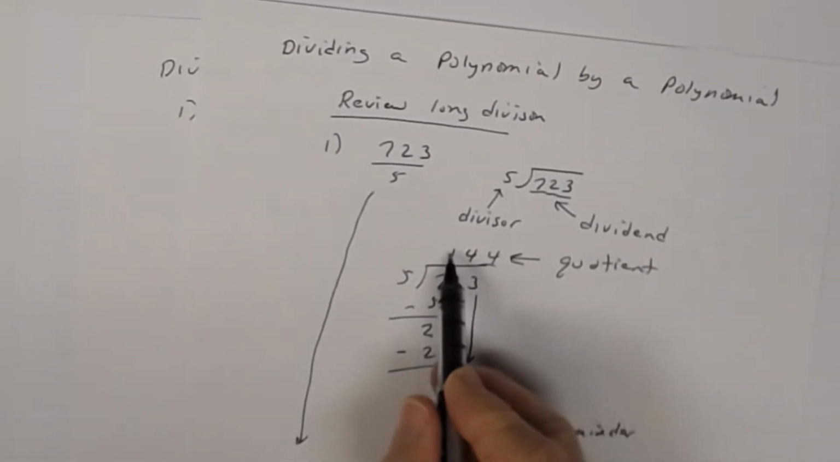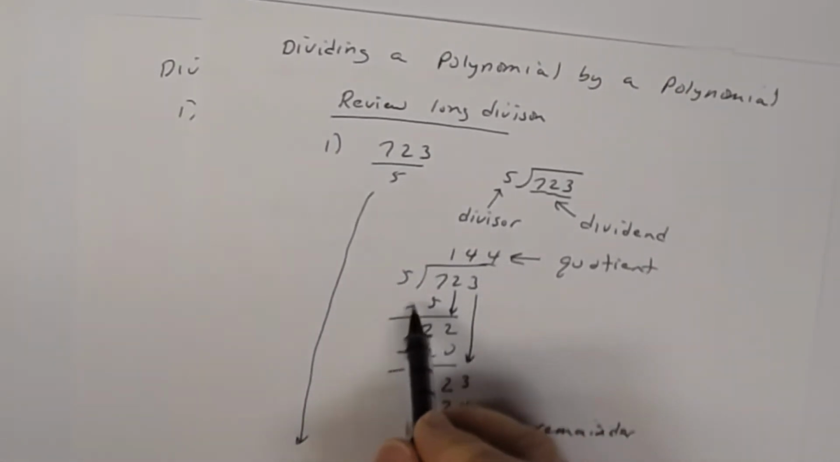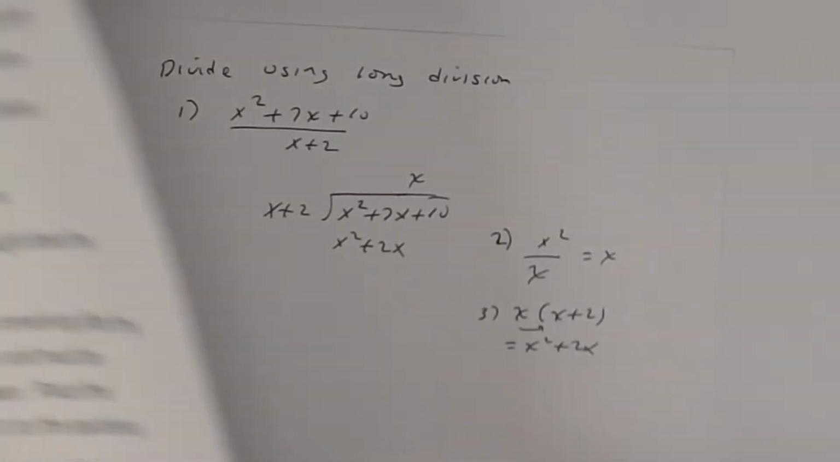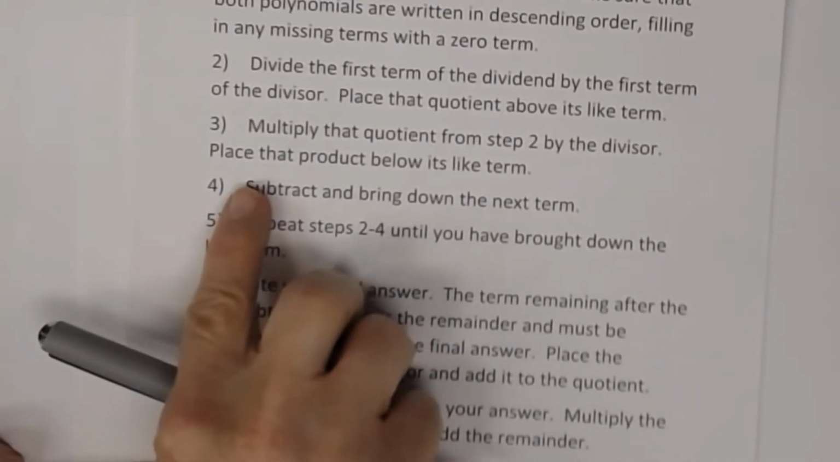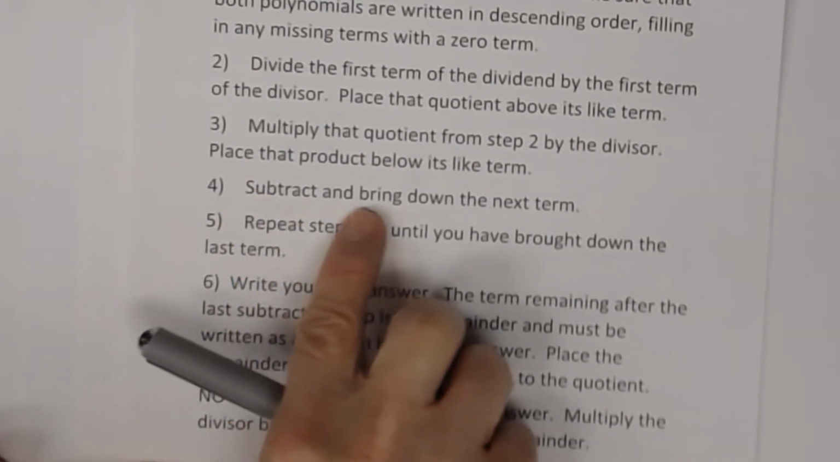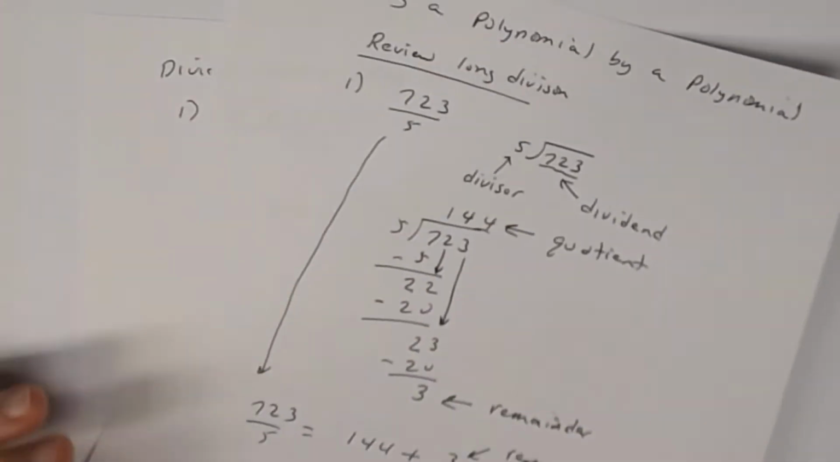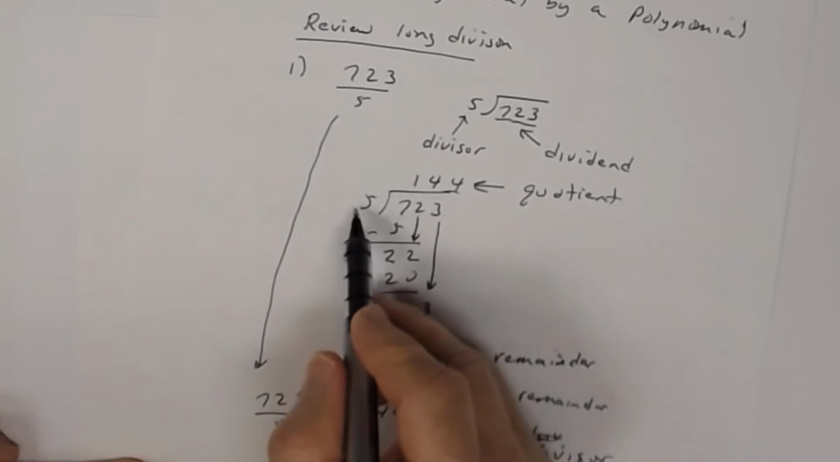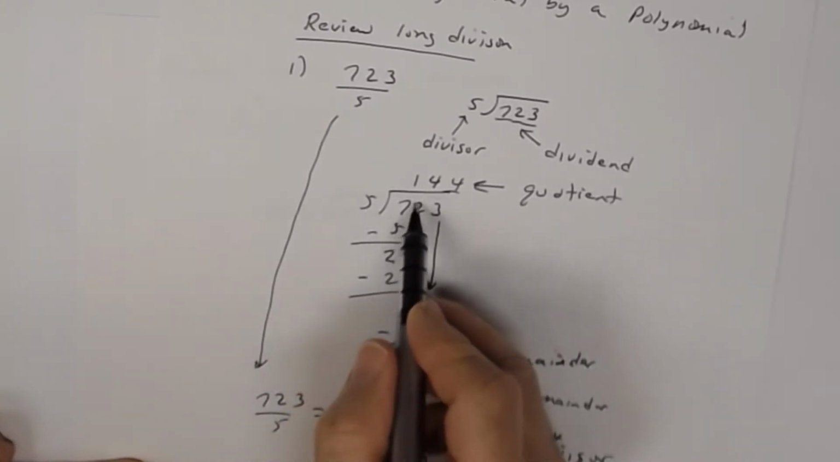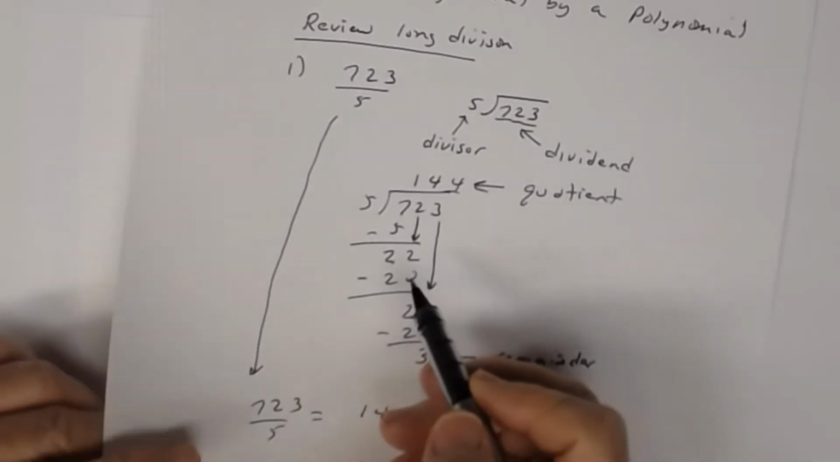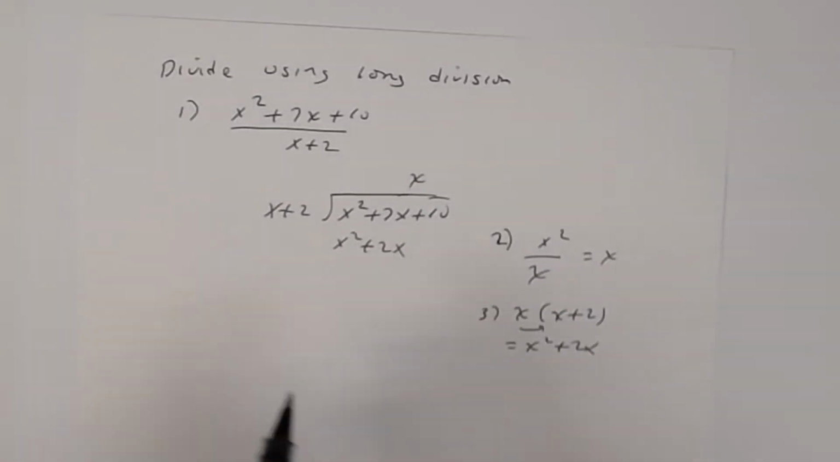When I said 1 times 5 is 5, what was the next thing I did? The next thing I did was I subtracted, right? 7 subtract 5 is 2. The same idea here. So that would be your step 4. Step 4 says subtract and bring down the next term. So let's remind ourselves what we did. 1 times 5 is 5, and then I subtracted. 7 minus 5 is 2, and then I brought down the next term. All right, so that's what this step 4 is saying.